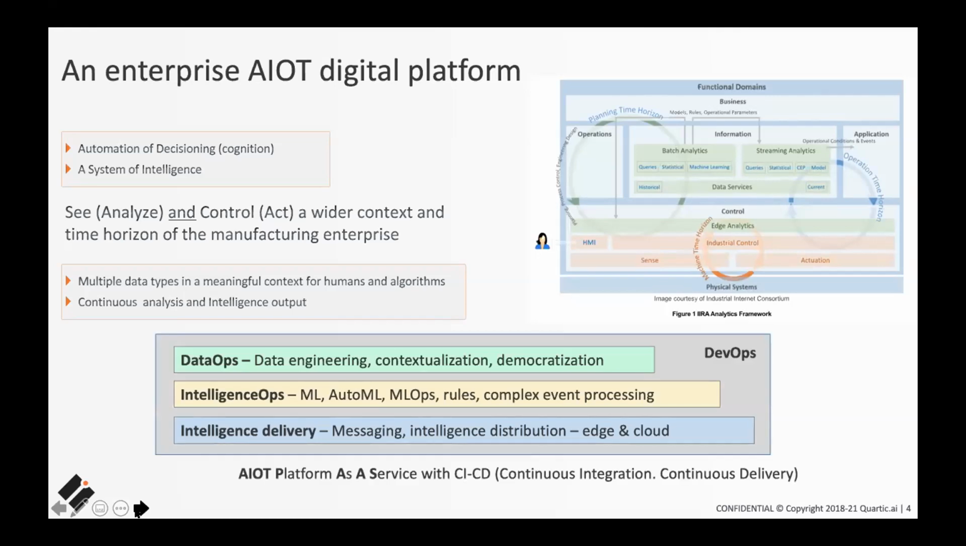So at the end of the day, what you need is that AIoT platform or platform as a service, but it should come with a set of integrated workflows that allow you to build and deploy those intelligent applications at scale. That means you should not have to worry about the infrastructure or these three pillars that I've talked about: the data ops, intelligence ops, and intelligence delivery should come in the form of a platform as a service.